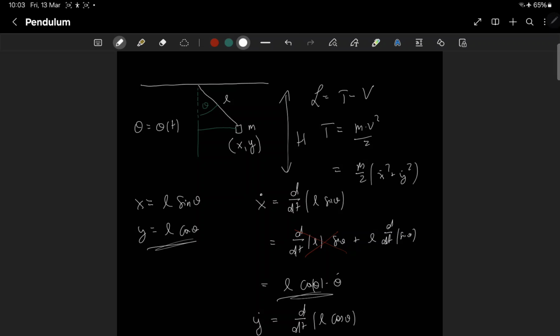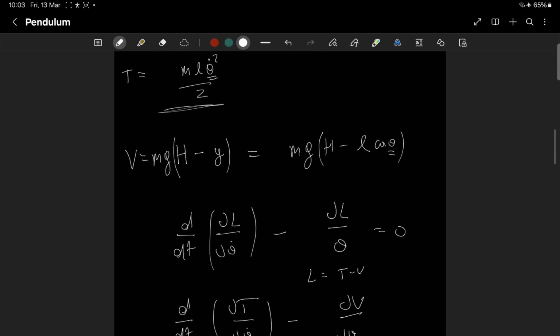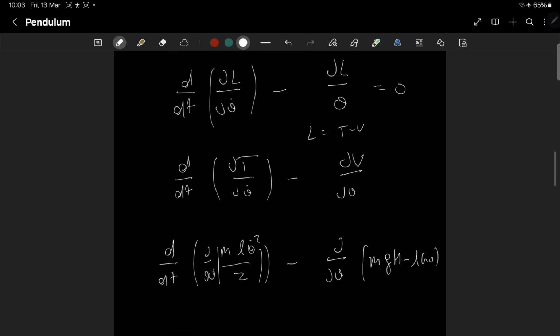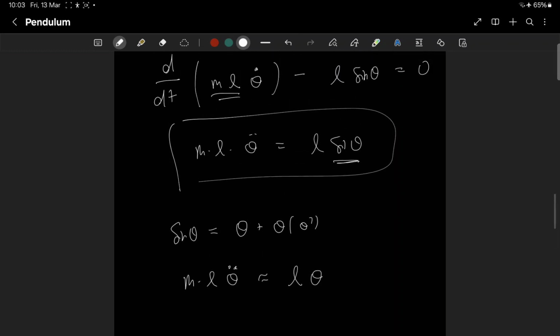So the positive y direction, we said, is over here, and this is the negative y direction, and we therefore had a minus y over here. But other than that, it's very similar to the harmonic oscillator, and it has very similar solutions. So yeah, that's it. This is the derivation of the equation of motion for the simple pendulum.